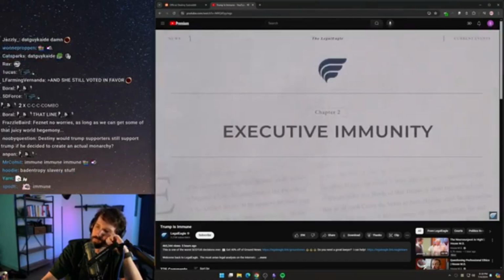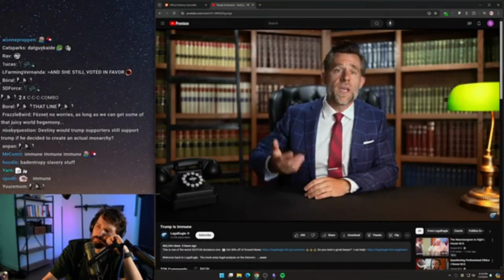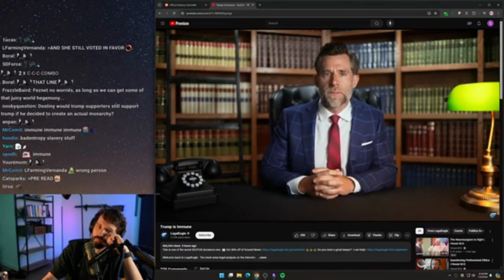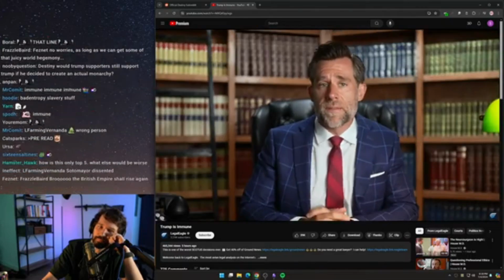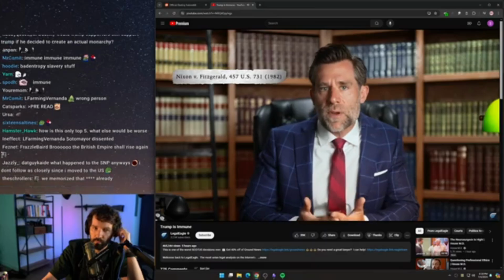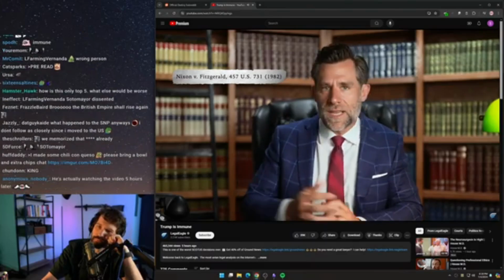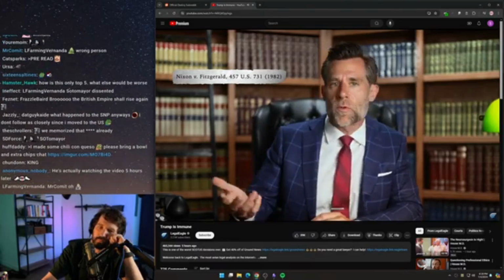Well, until now, executive immunity was a court-created doctrine that shields presidents from most civil lawsuits involving conduct that occurred during their presidential terms. There's no explicit constitutional text granting the president immunity, but in Nixon versus Fitzgerald, the Supreme Court ruled that a president is entitled to absolute immunity from legal liability for civil damages based on his official acts, including acts on the outer perimeter of his duties.